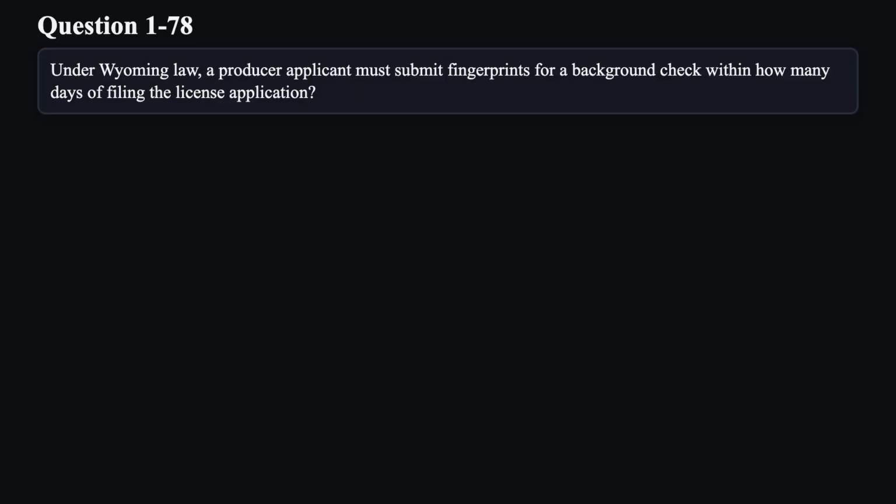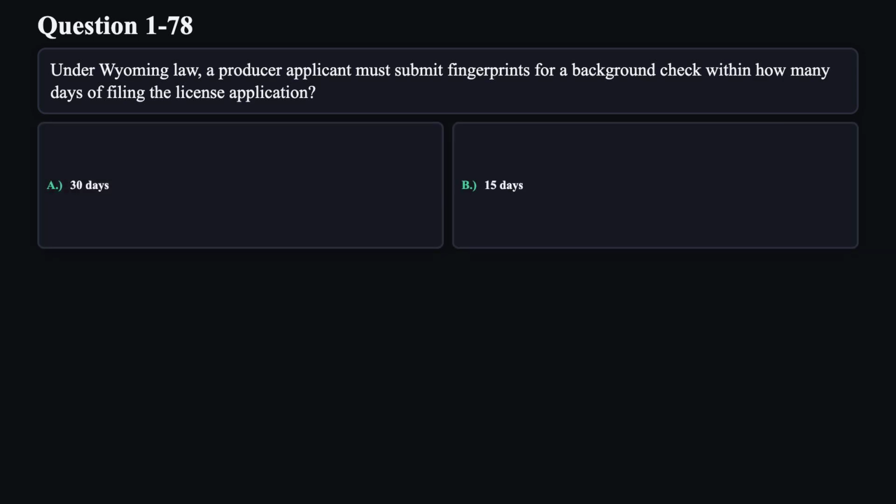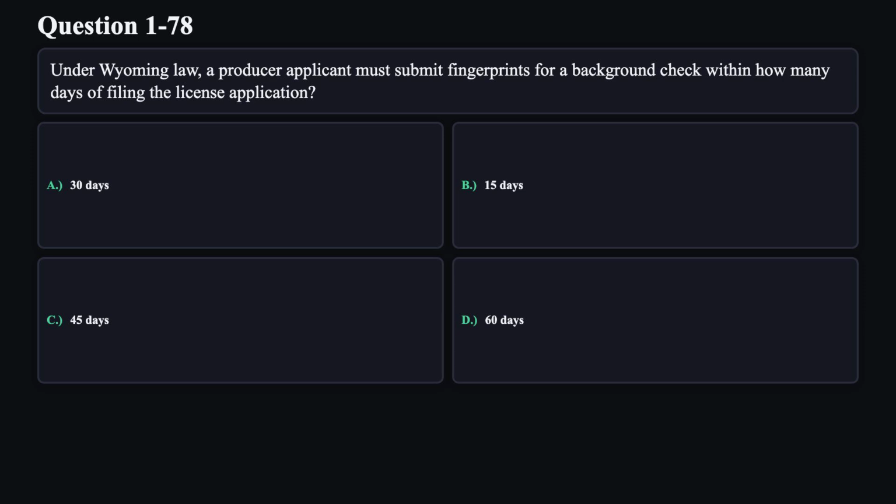Question 78. Under Wyoming law, a producer applicant must submit fingerprints for a background check within how many days of filing the license application? A. 30 days. B. 15 days. C. 45 days. D. 60 days.